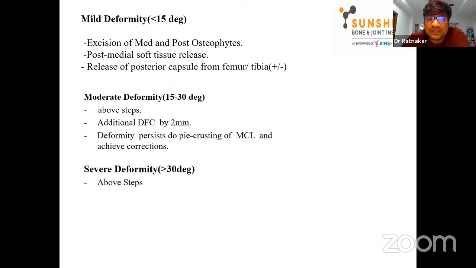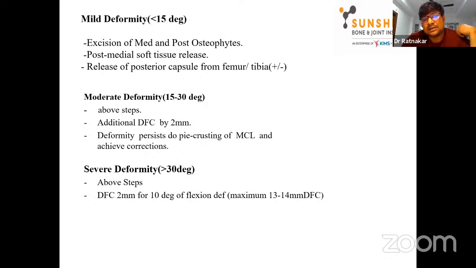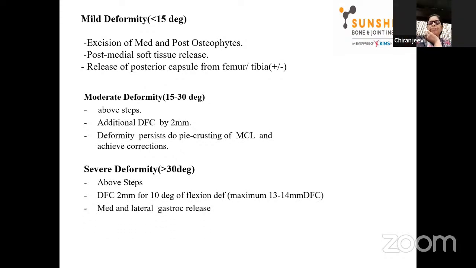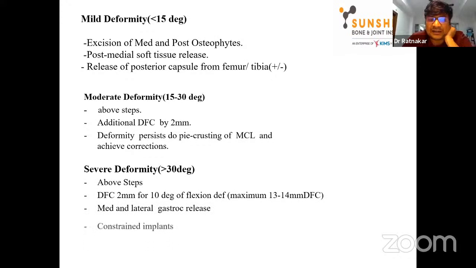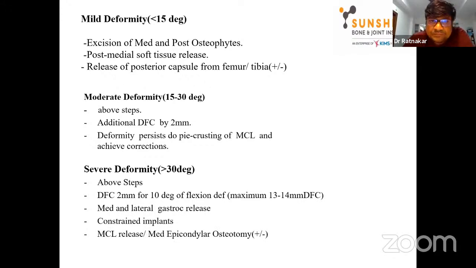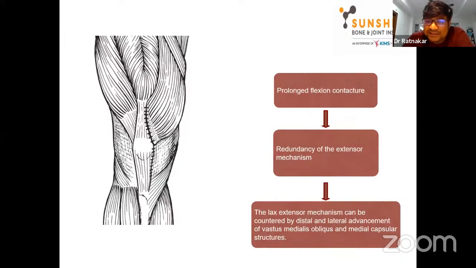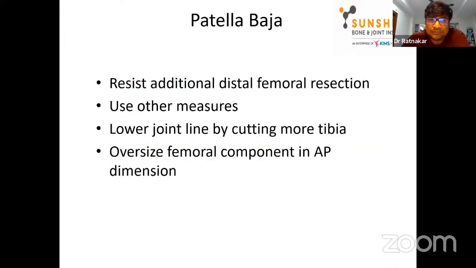Only in case of severe deformities above 30 degrees, revise your distal femur cut maximum up to 4 to 5 millimeters. You have to release your gastrocnemius from both the medial and the lateral side. And always keep constrained implants available. Rarely you may require to use medial epicondylar osteotomy. So once your flexion and extension are completely balanced, when you go for closure, you have to advance your VMO distally and laterally for an adequate capsular closure.